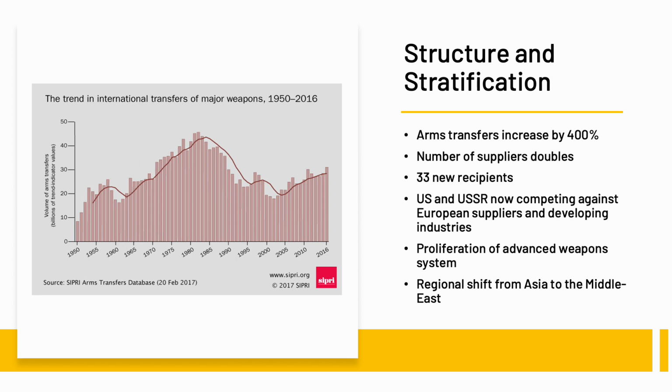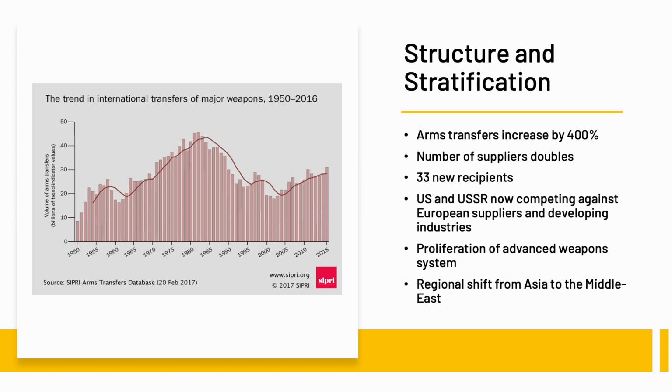Now, the USSR and the US are competing against European suppliers in developing industries. Remember that in the earlier era, the primary suppliers were the US and Russia. Now, as Europe begins to rebuild, and other countries like China are beginning to acquire production capacity, the arms export market is becoming increasingly competitive. You aren't just having the choice between the US or Russia. Now you have a myriad of choices.